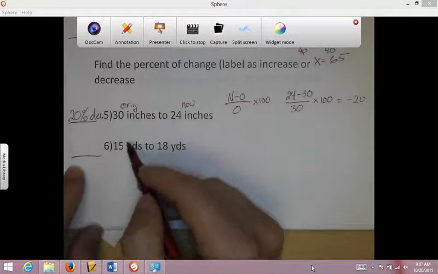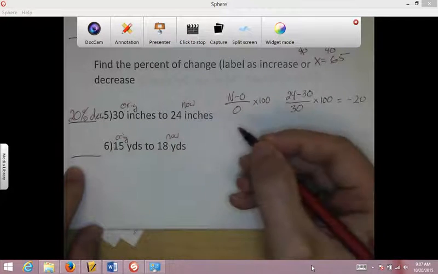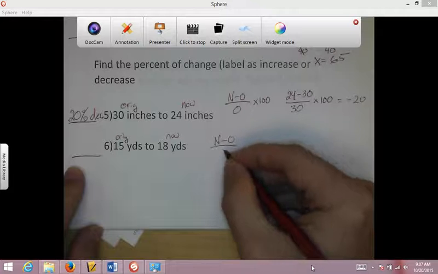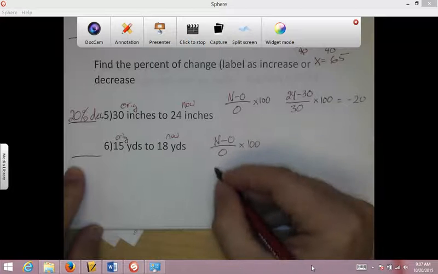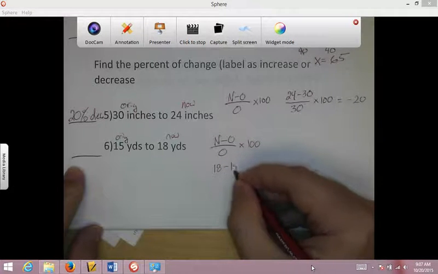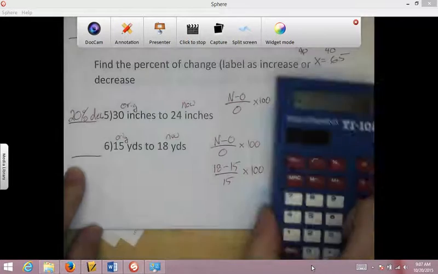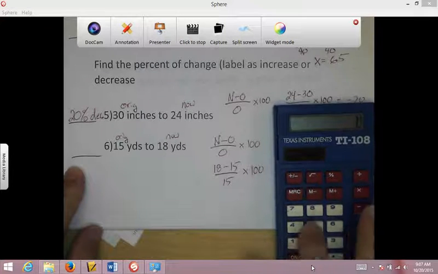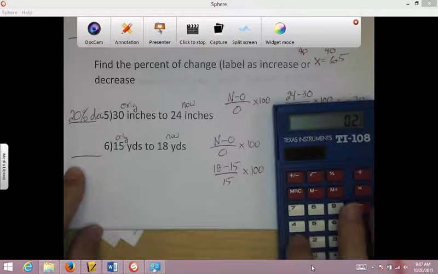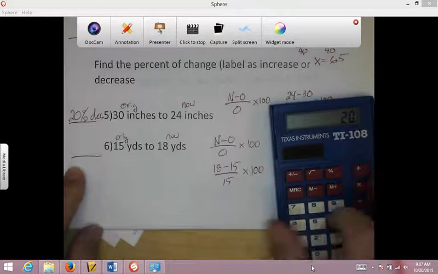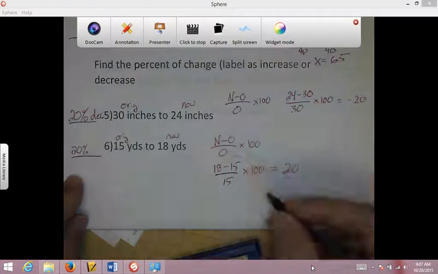This next one we do the same way. Original, now, or new. Times 100. So we're going to write that as 18 minus 15 divided by 15 times 100. When we do this, 18 minus 15 divided by 15 times 100. This time we have positive 20. So it's 20%. Since it's positive, it's an increase.